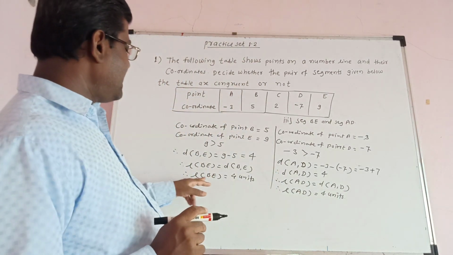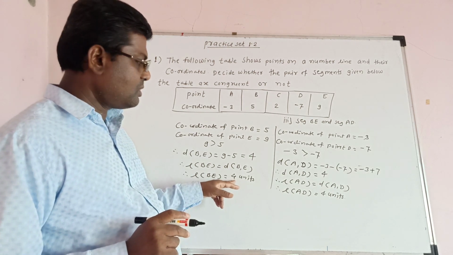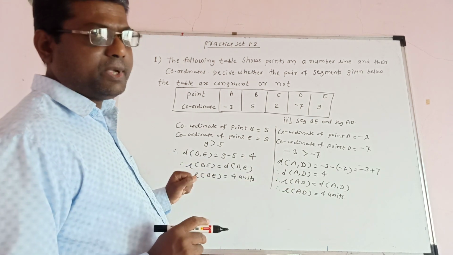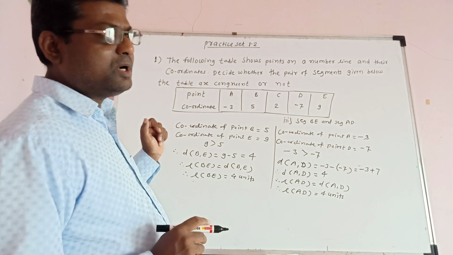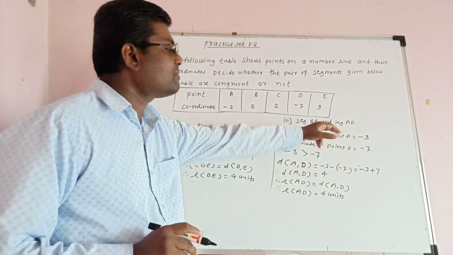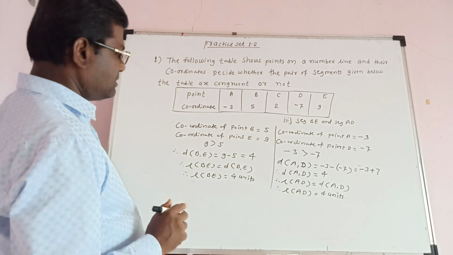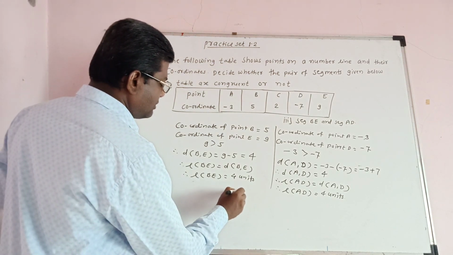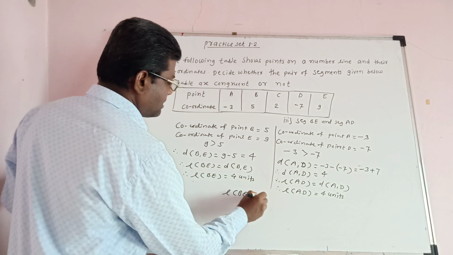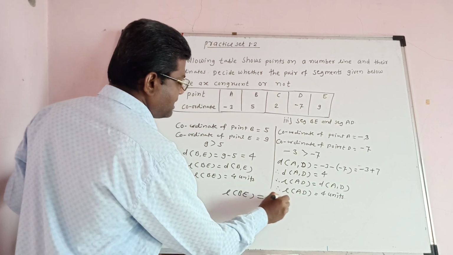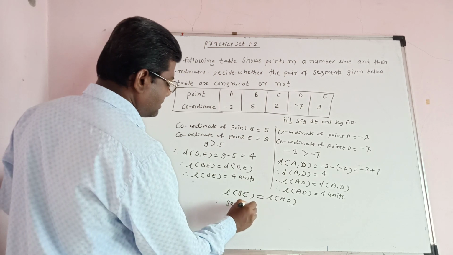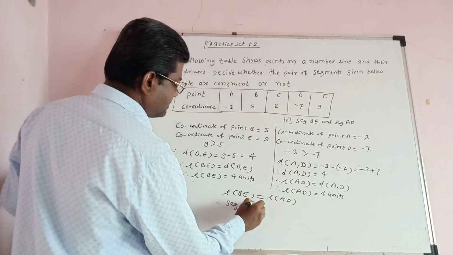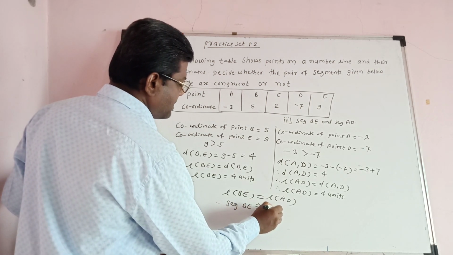Now let us see, length of BE is equal to 4 units and length of AD is equal to 4 units. Their lengths are equal. Therefore, these two segments are congruent. So we write length of BE is equal to length of AD. Therefore, segment BE is congruent to segment AD.